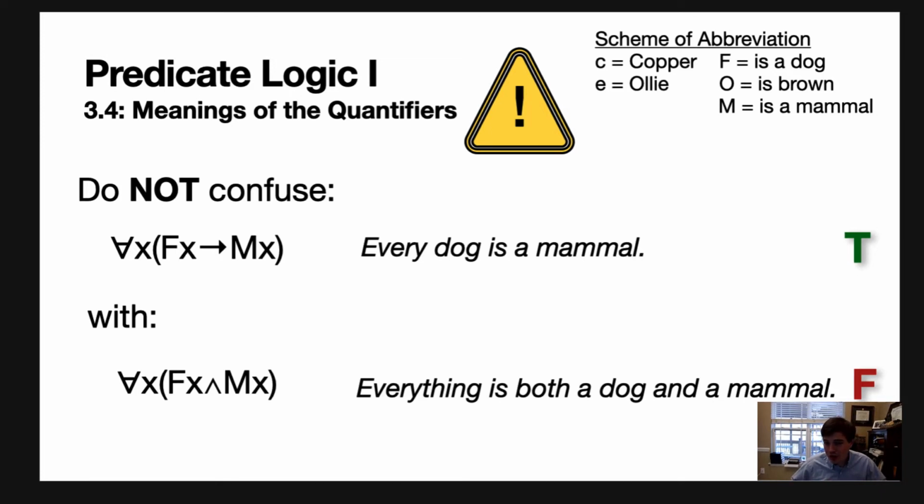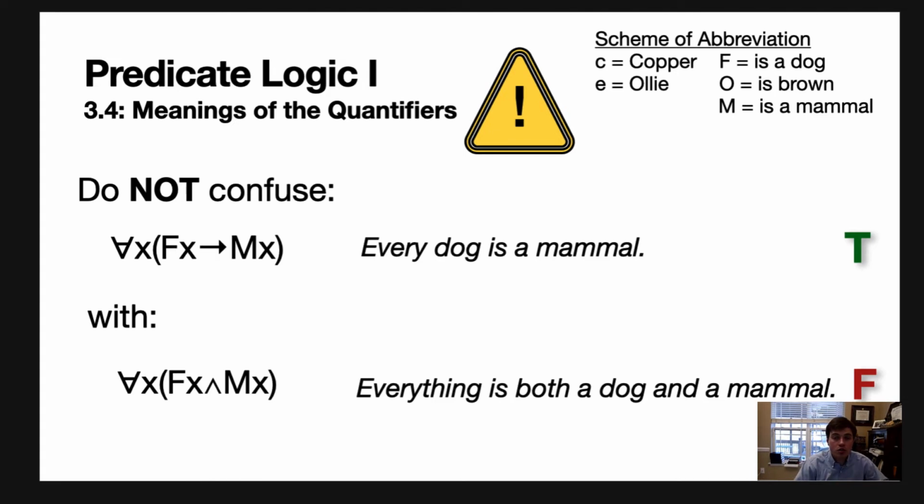It's not true that everything's both a dog and a mammal. Lots of things are not dogs. I'm not a dog. Lots of things are not mammals. This is not a mammal. Lots of things are neither dogs nor mammals. So universally quantified conjunctions are rarer. You may still encounter them at some point.